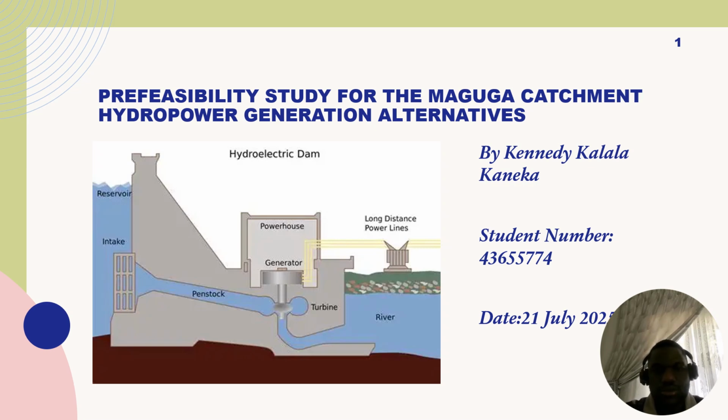Today, I'm going to present to you my research article on the pre-feasibility study for the Maguga catchment, hydropower generation alternatives. It's for the Power and Renewable Energy Engineering Honours module at UNISA. And then I'll show and present the alternatives in terms of hydropower generation within the Maguga catchment area.